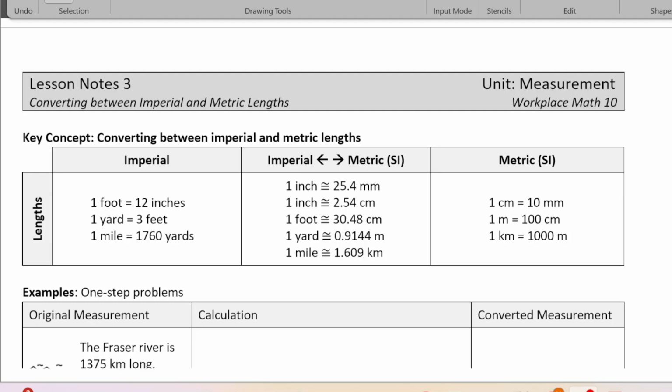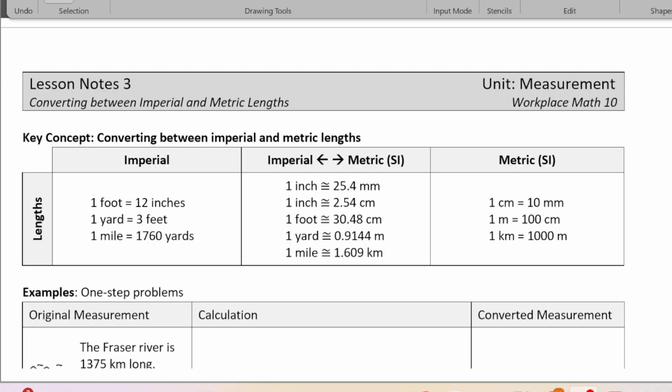Okay, this is lesson 3 in the measurement unit in Workplace Math 10. Today we're going to be converting between imperial and metric lengths. Now, imperial and metric lengths don't convert that well because it involves a lot of decimals. But this chart we can use here as kind of like a formula sheet.